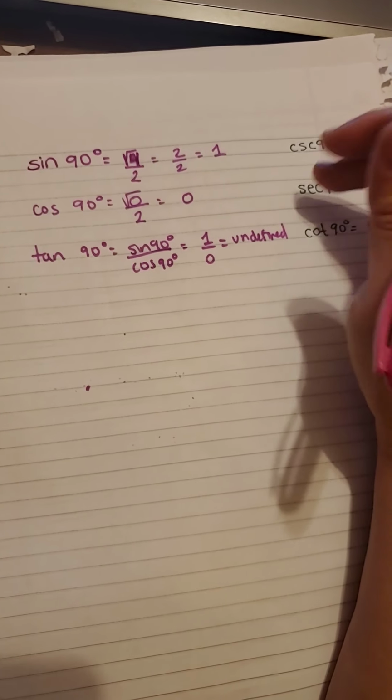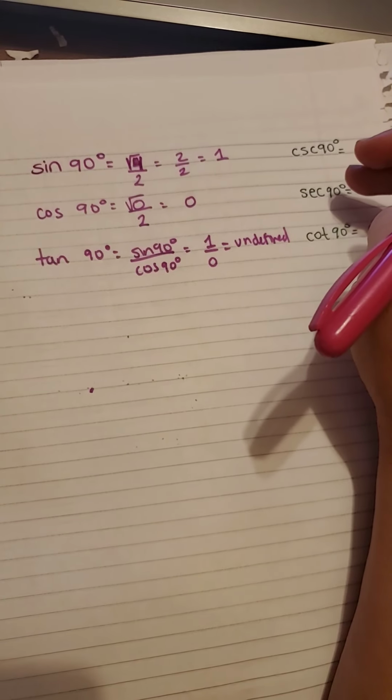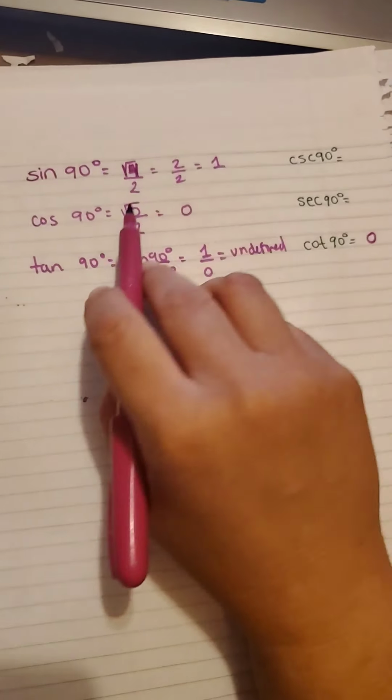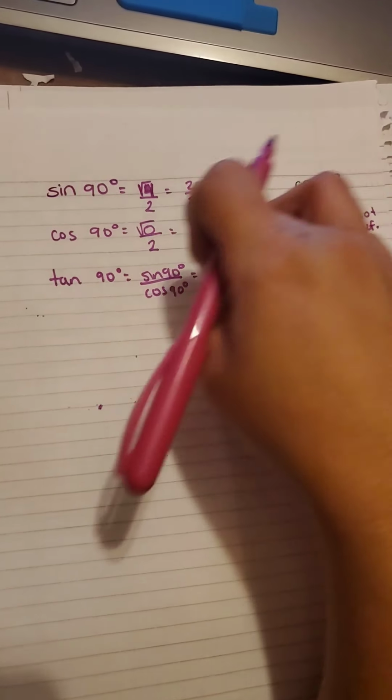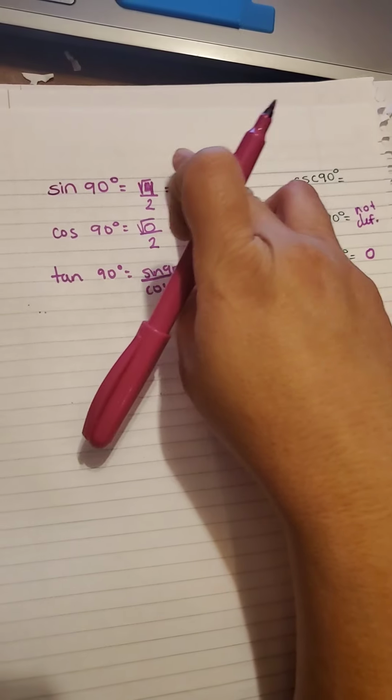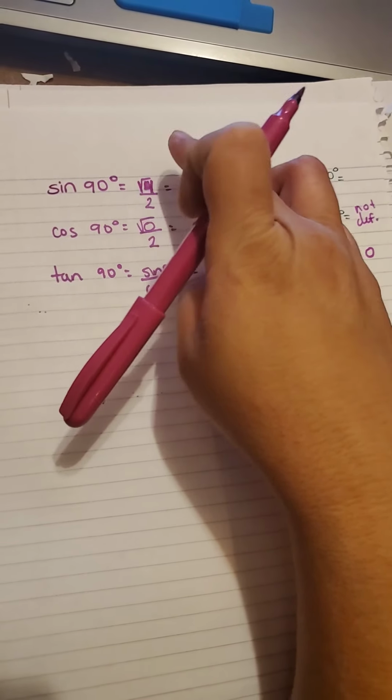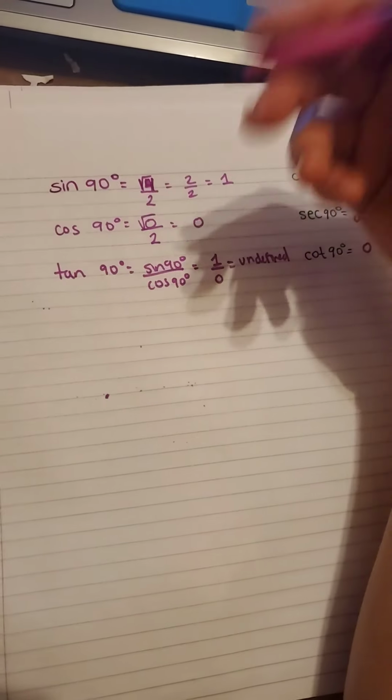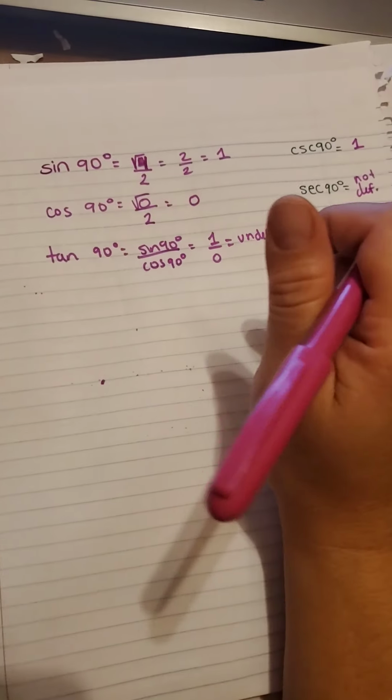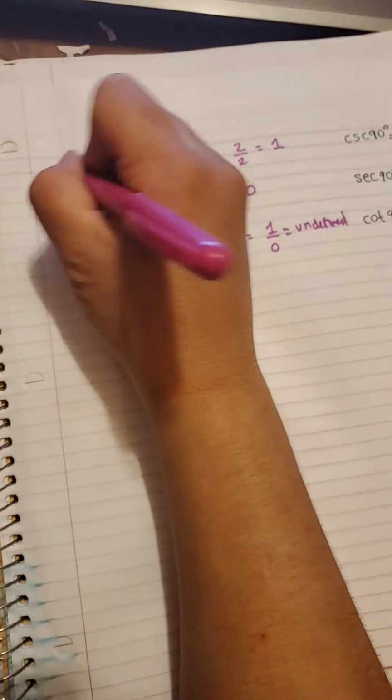What about secant of 90 degrees? It's going to be 2 divided by 0. This one's going to be not defined. And then the cosecant is 2 divided by square root of 4, which is 2 over 2, which is 1. It is the reciprocal of sine. Okay, that was letter A.